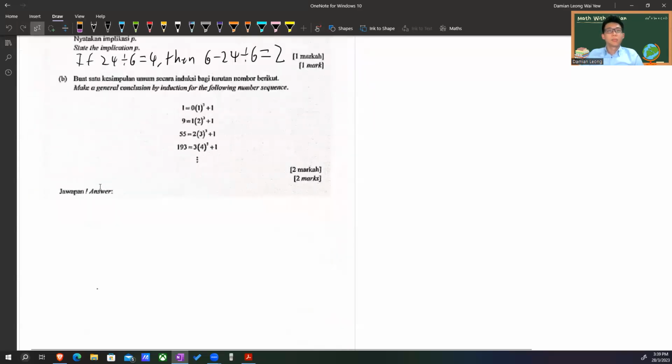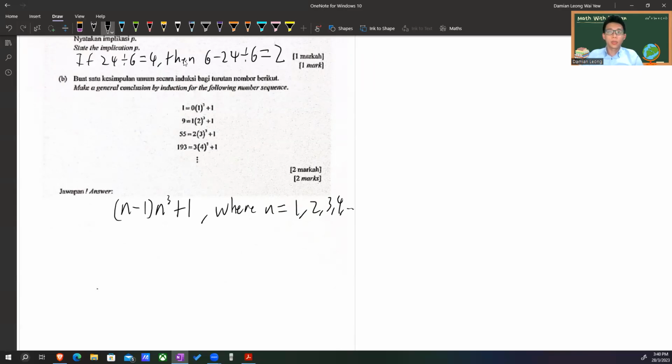And B, make a general conclusion by induction for the number sequence. For a general conclusion by induction, I relate how this pattern works. There are two ways of doing this. Either we take the 1, 2, 3, 4 as n, then this is one number before n, which means n minus 1 times n cube plus 1, where n is 1, 2, 3, 4, and so on.